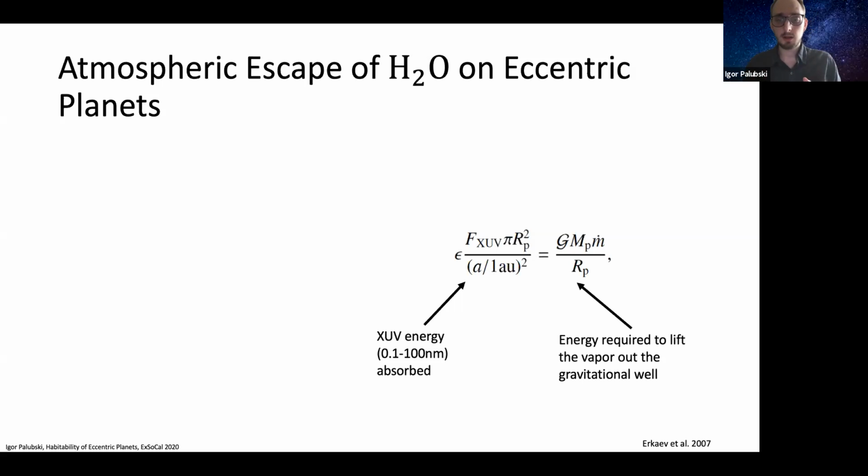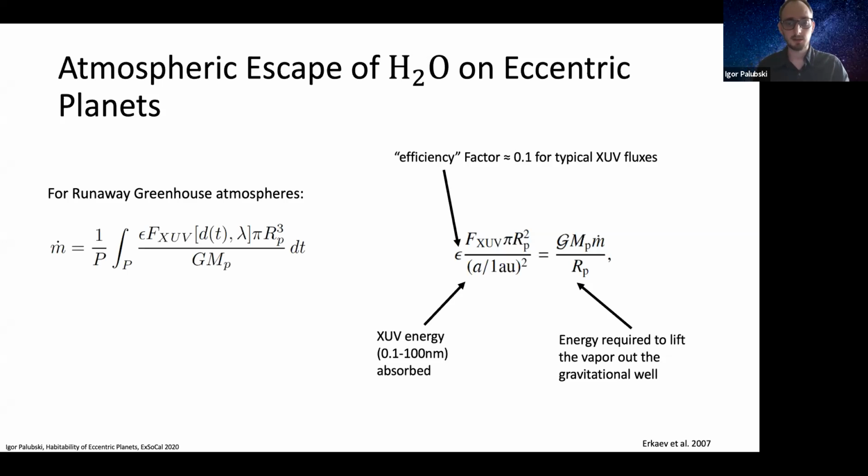And crucially, in this equation, we have this efficiency factor up front, which can be interpreted as the fraction of the total energy that actually goes towards driving this escape of hydrogen out of the atmosphere. So then we can rearrange this equation for m dot, the mass escape rate, integrate over the entire orbit to get the annual mass loss rates.